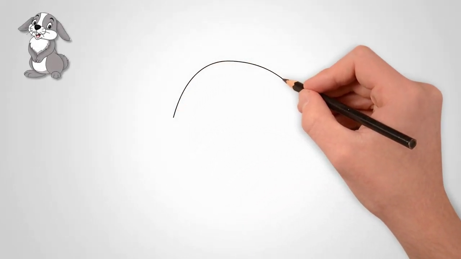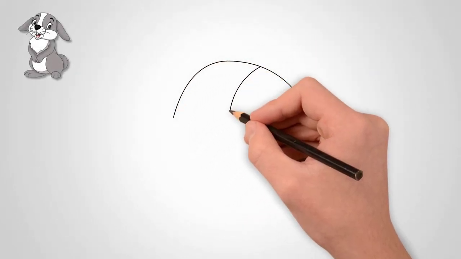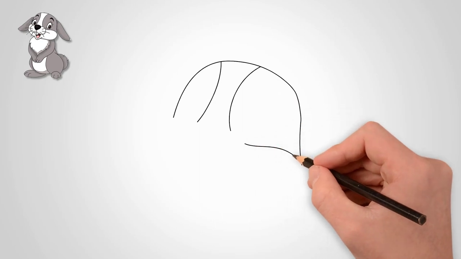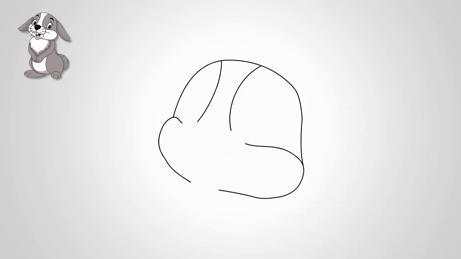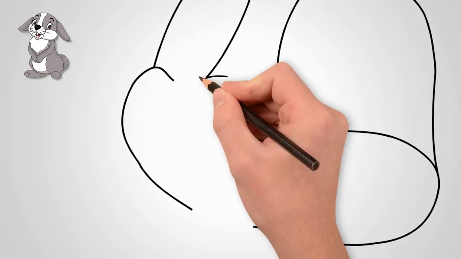How to draw a funny hare. How to draw? YouTube kids, first, draw the outline of the hare's head. Draw a curved line from top to bottom. And draw two curved lines in the middle, parallel to each other.